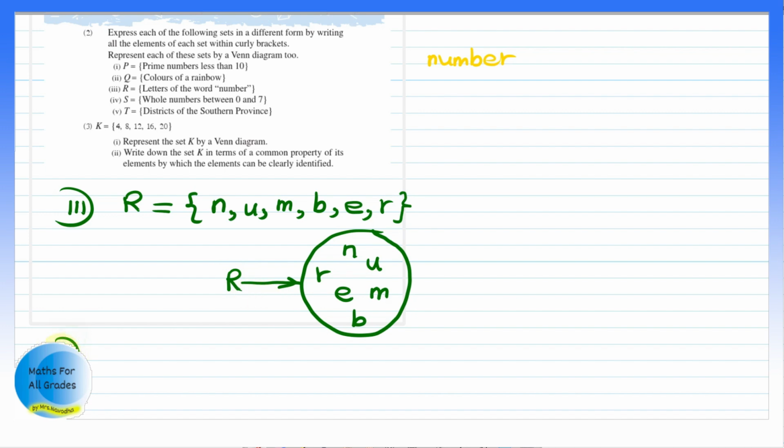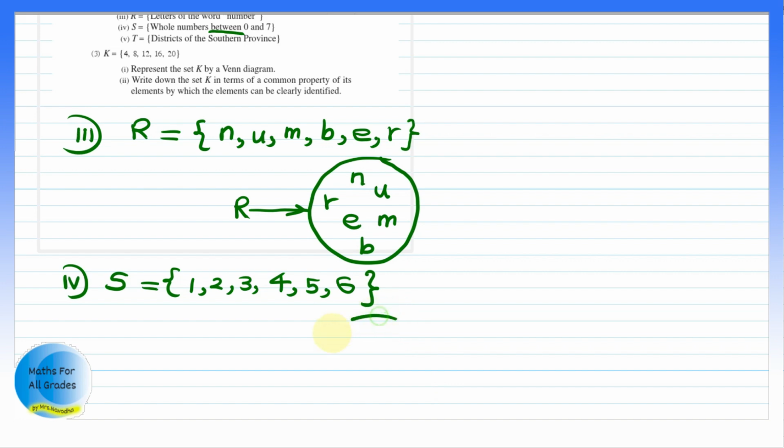Row number 4. S is a set of whole numbers between 0 and 7. It says between, so 0 and 7 are not included in this set. So what is the answer? 1, 2, 3, 4, 5, 6. You can't write down 7. Draw a circle and then write down all the elements 1, 2, 3, 4, 5, 6 and then name it.